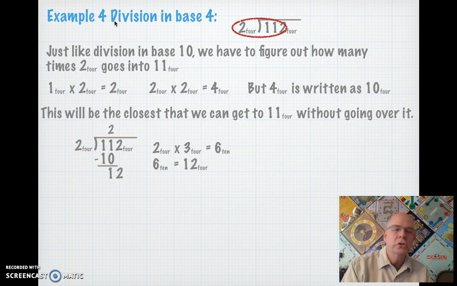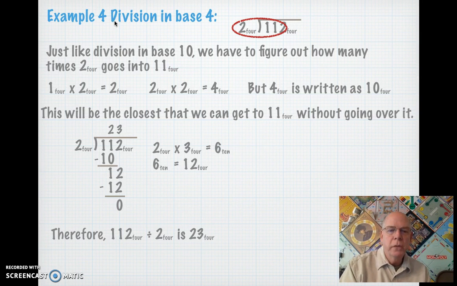Well, that's what we were shooting for. We had a 12 that we were trying to multiply into. So the 3 that we multiplied goes on top, and we do that multiplication. 3 times 2 gives us 12. That's what we just did on the side there. Again, the next step in long division is to subtract, and 12 minus 12 gives us a 0. So this went into it evenly, and therefore that's our answer: 112 base 4 divided by 2 base 4 is 23 base 4.